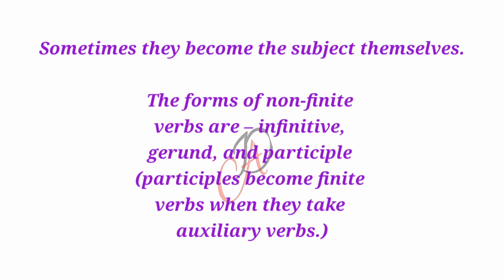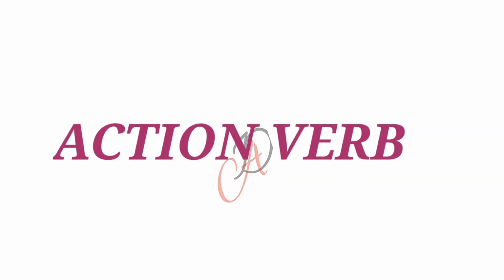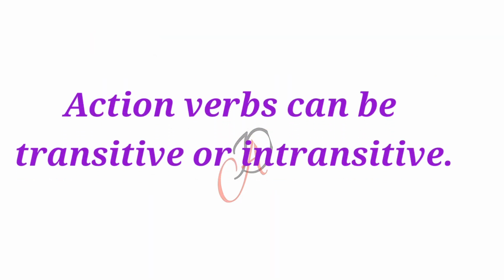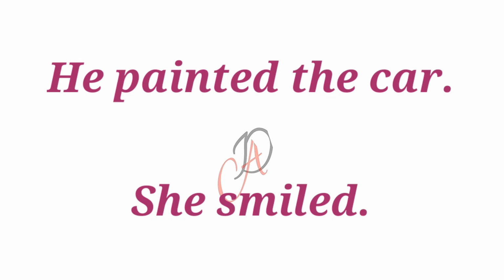Okay, the next type of verb is action verb. It is a verb which indicates what the subject of a sentence performs. Action verbs can make the listener or reader feel emotions and see scenes more vividly and accurately. And action verbs can be both transitive or intransitive verbs. For example, I painted the car, and the next example, she smiled. In both the examples, painted and smiled are action verbs.